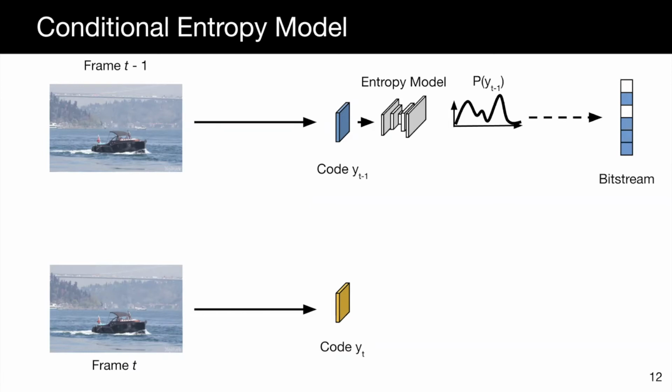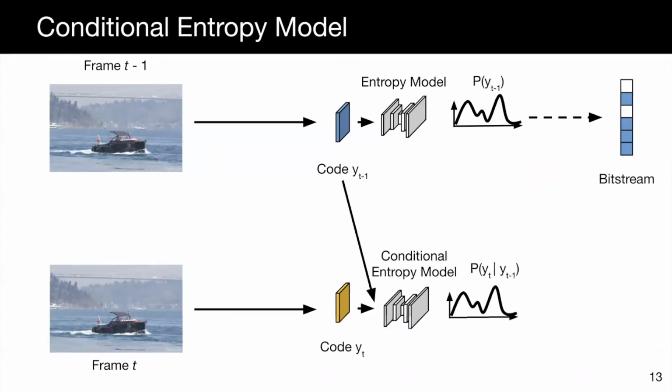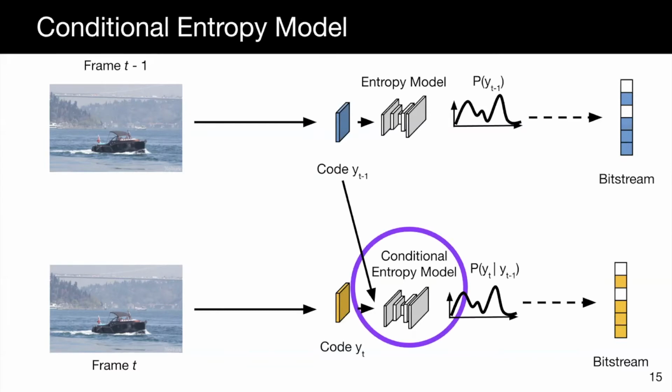Now for the current frame t and all subsequent frames, we can actually use y_{t-1} in the previous frame as input to produce a conditional entropy model, modeling the conditional probability of the current code y_t given y_{t-1}. The intuition here is that conditioning on the previous code will give us more certainty in predicting the current code probabilities than a simple prior model, reducing the entropy and bit rate even further. So let's describe the architecture of our conditional entropy model.